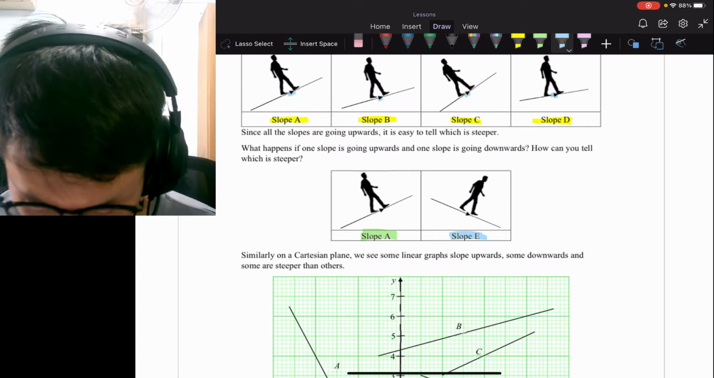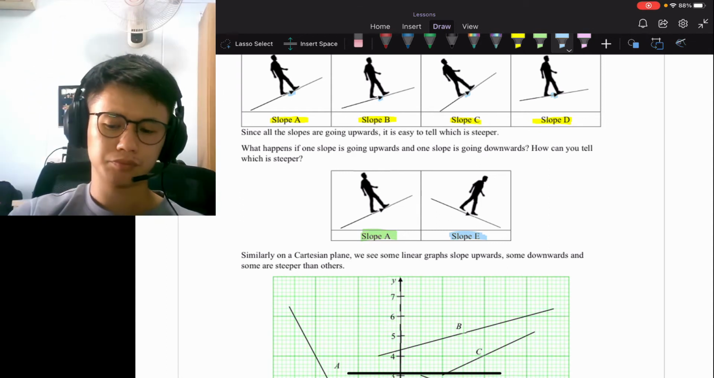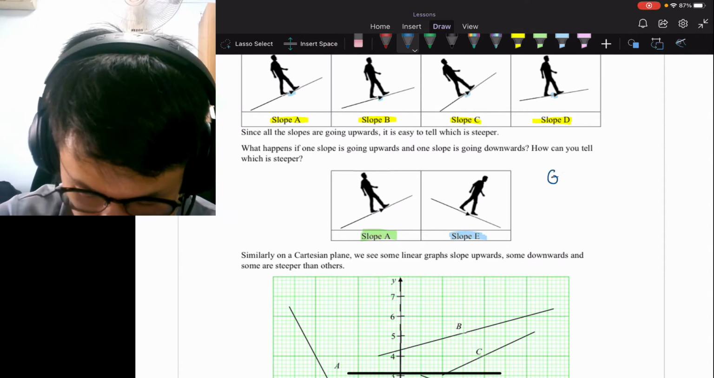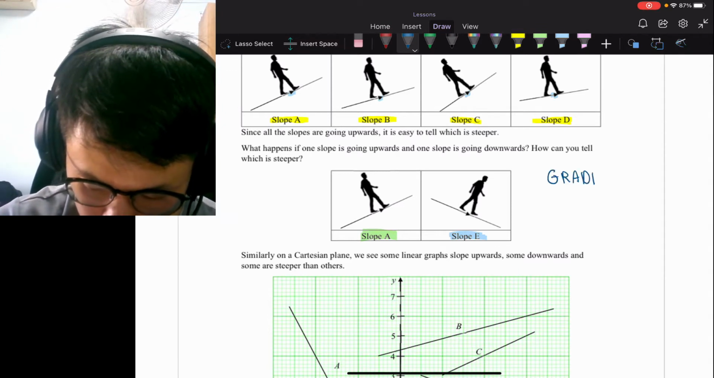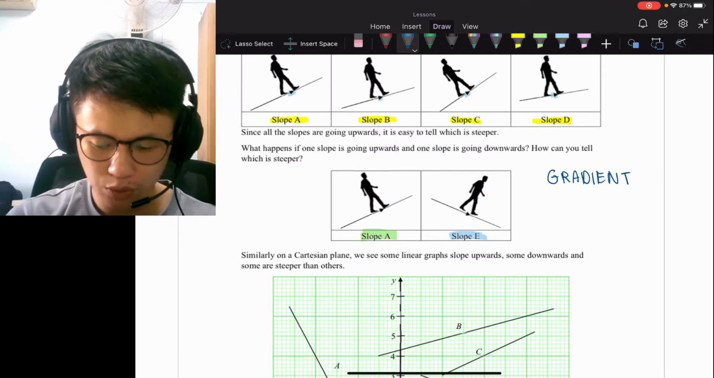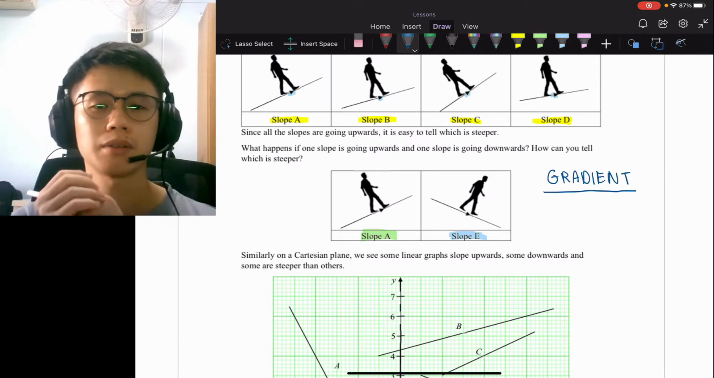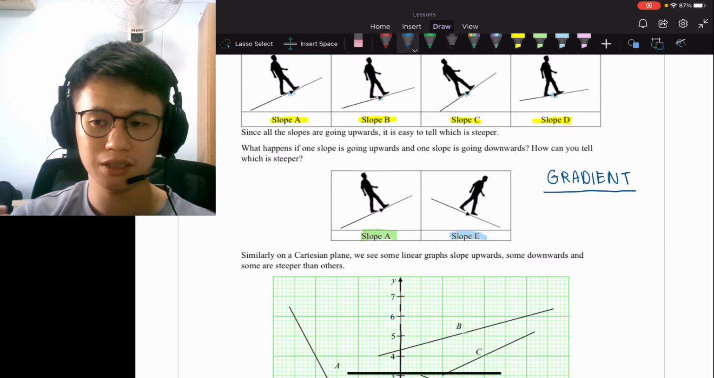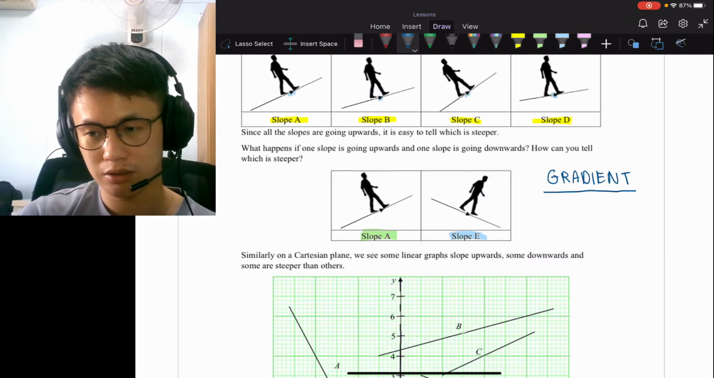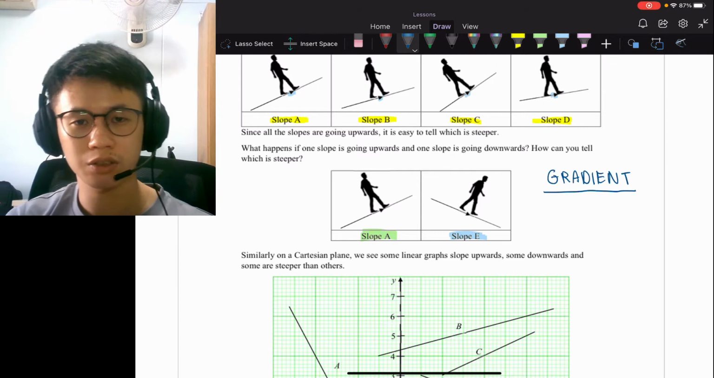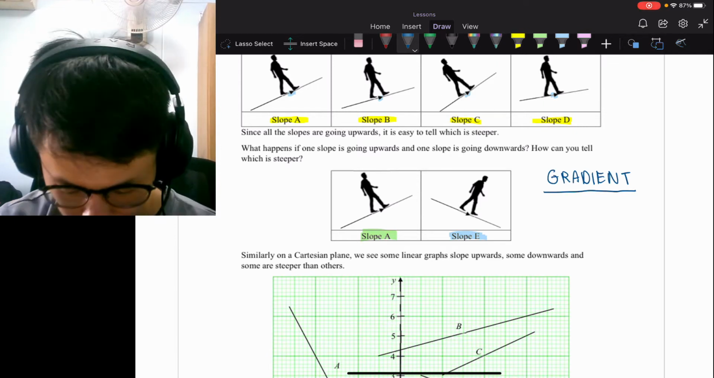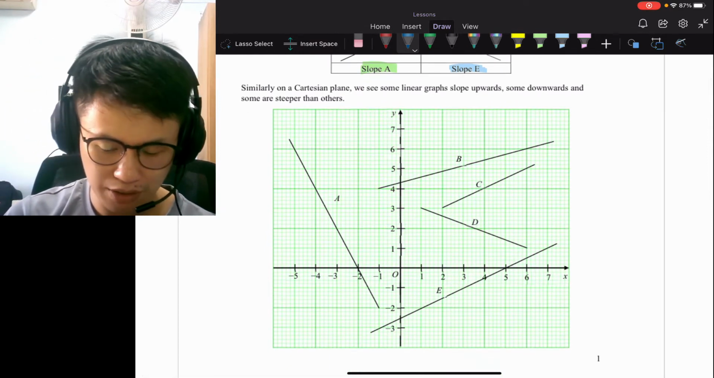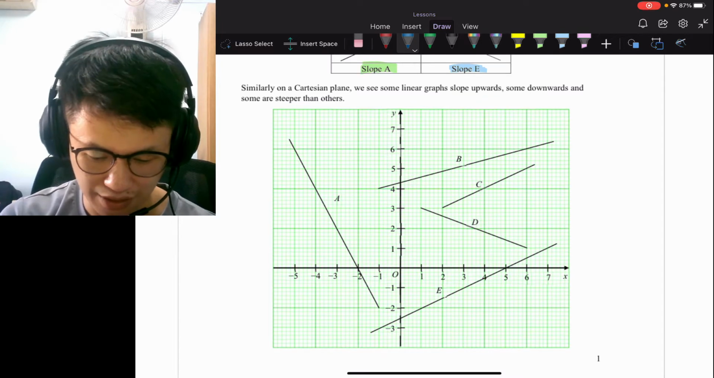In mathematics we use this term called gradient. This word gradient will help us determine how steep this slope is, whether it is going downwards or going upwards. It tells different stuff. So we're going to use all these lines here. Now, how are we going to use all these? We see on these graphs and all these lines.